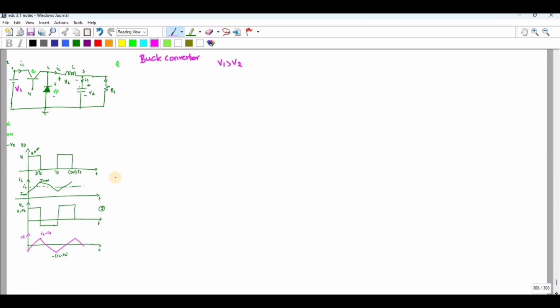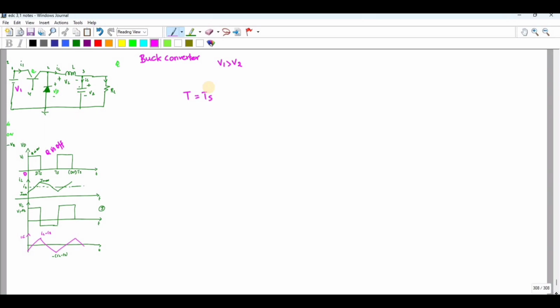So let me assume the switch is opened for this second, from 0 to DTs. From 0 to DTs, the Q1 transistor is on, and from DTs to Ts it is off. So Q is off for this duration. The total duration T is equal to Ts.